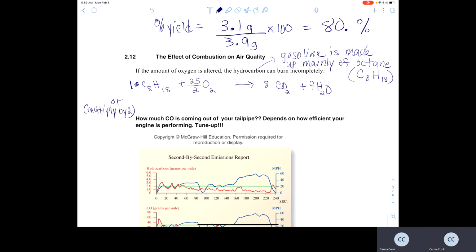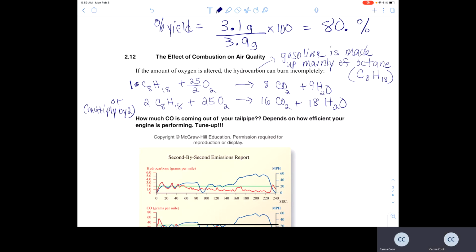So if I multiply each coefficient, including the 1 in front of C8H18, by 2, this becomes my balanced equation. Multiplying 25 halves times 2 gives you 25. And now that gets rid of the fraction. Both of these are considered correct. So either one is acceptable.